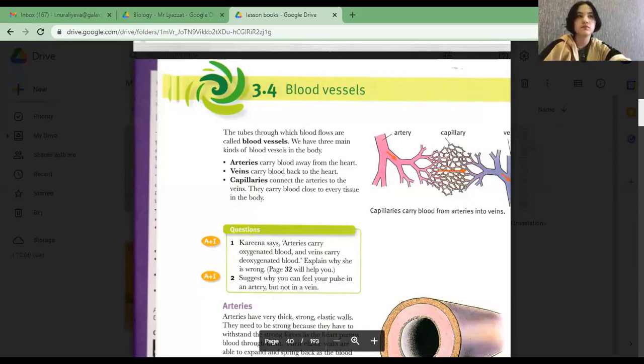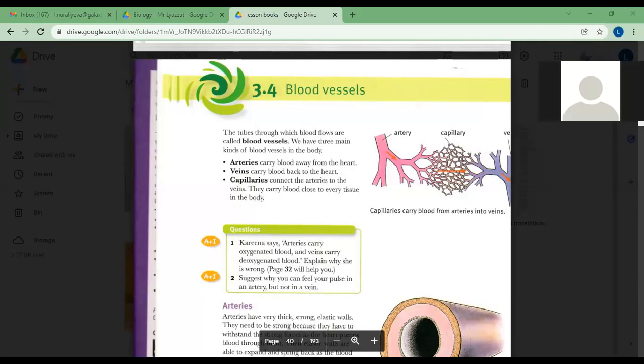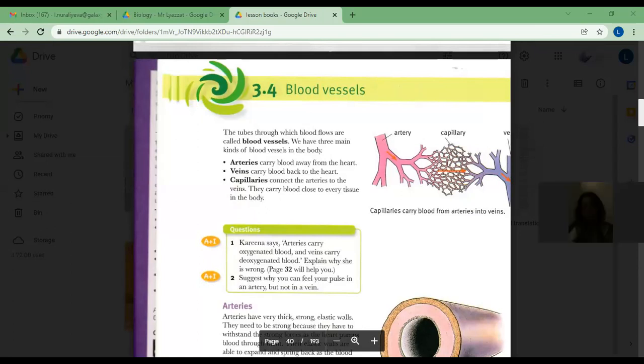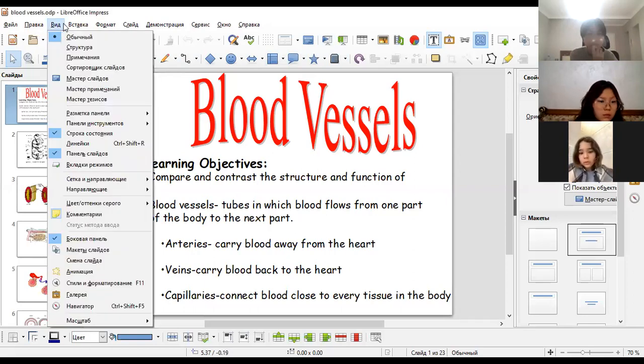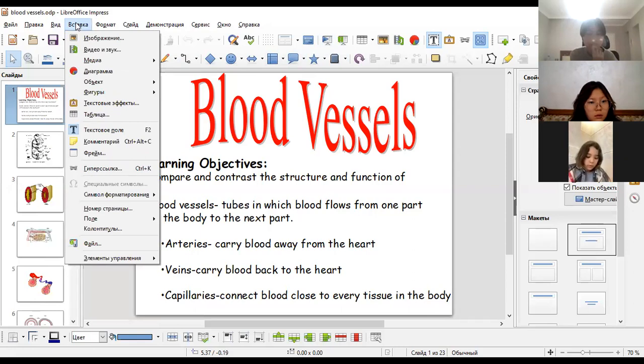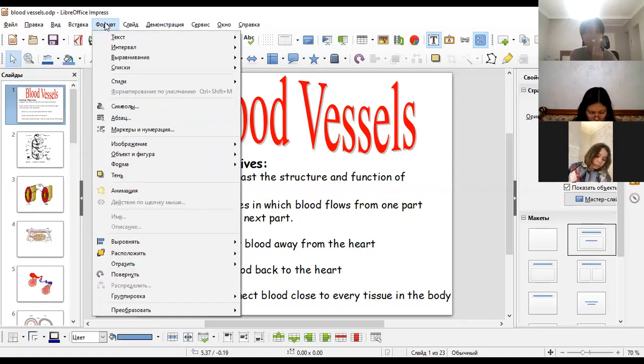Can you see my slide, Anya, Rayana, Rayan? Hi, Sultan. Slide is seen. Yes. No. Good. No? 1 minute. I will open it. Only the book. Blood vessel. Can you see now? Yeah. Good.